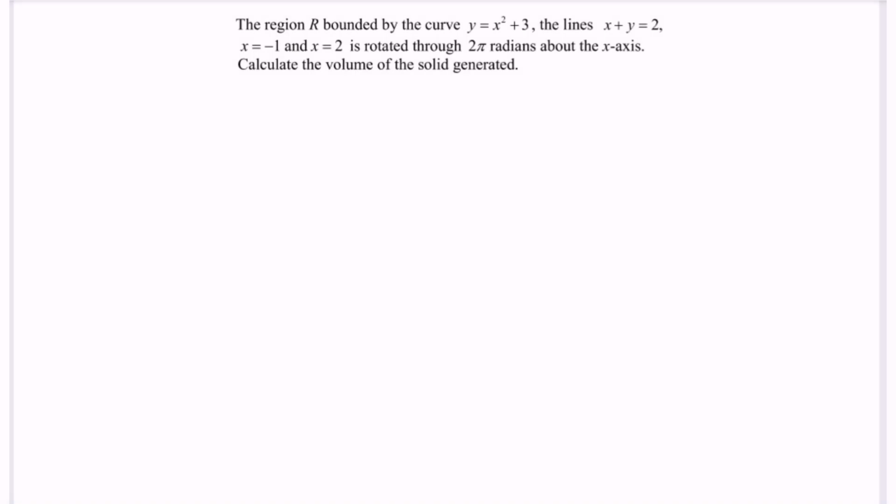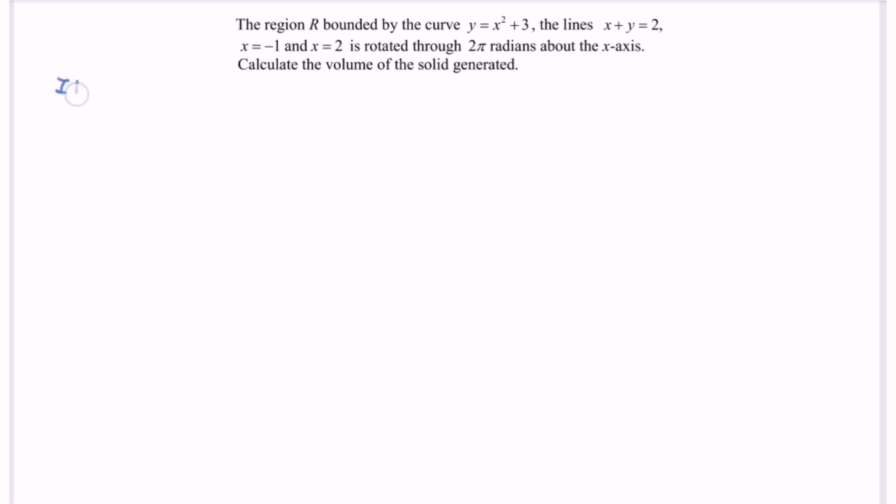So here we have the situation: the region R bounded by the quadratic curve and the line x plus y equals 2, and x equals -1 and x equals 2. It is rotated through 2 pi radians about the x-axis. Calculate the volume of the solid generated. My point of view is to start with the points of intersection.